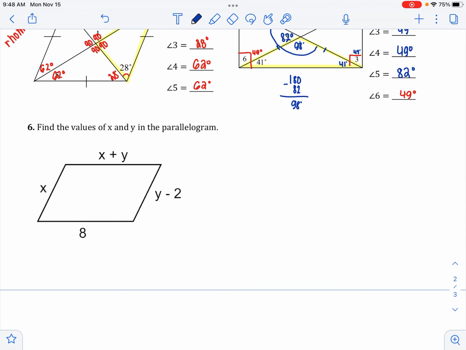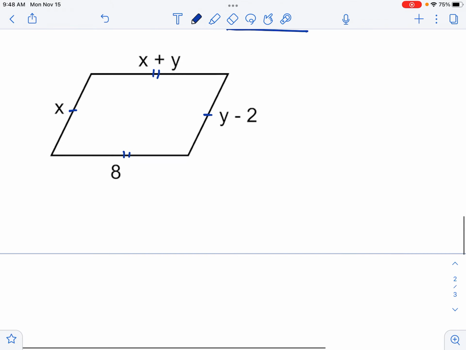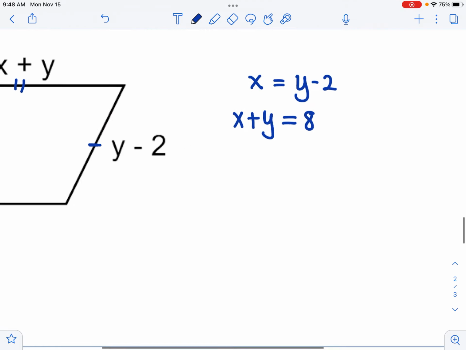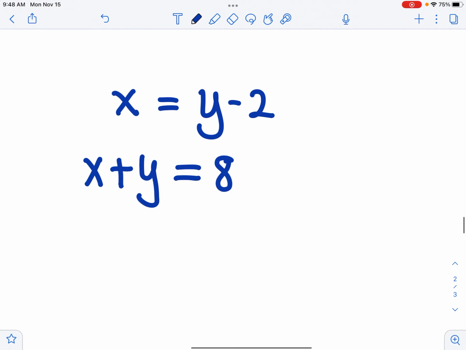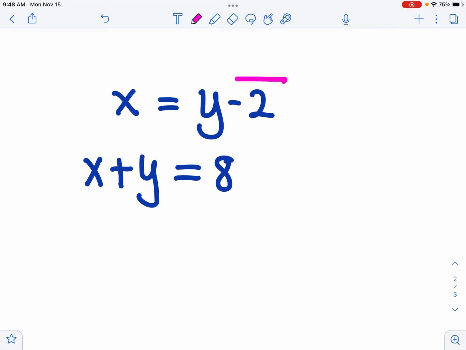All right, last but not least, we have another parallelogram here. We have sides marked. We know opposite sides are congruent, so these 2 sides are congruent and these 2 sides are congruent. I'll write down my first equation. I have x equals y minus 2, and I can't solve that. If I look at my second equation, it's x plus y equals 8. That also has 2 variables in it, so I'm going to write down both. Once again, as a reminder, this is called a system. We're going to use substitution to solve for our system.